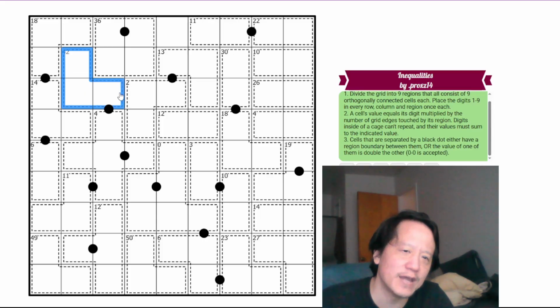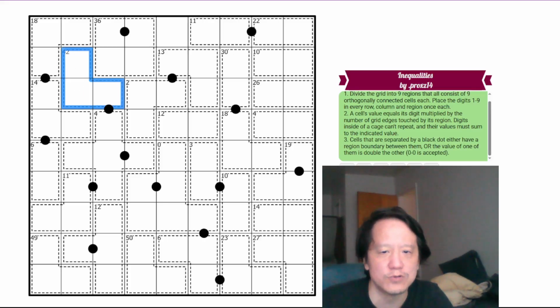Can they be in different regions? Maybe. So all of these are okay. What are the ones times 2? All the ones times 2 we're gonna mark with red, or times 3.